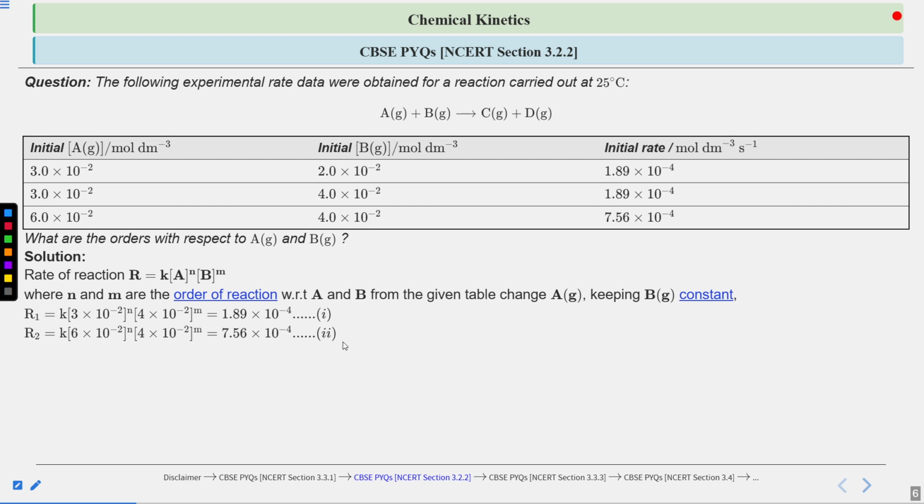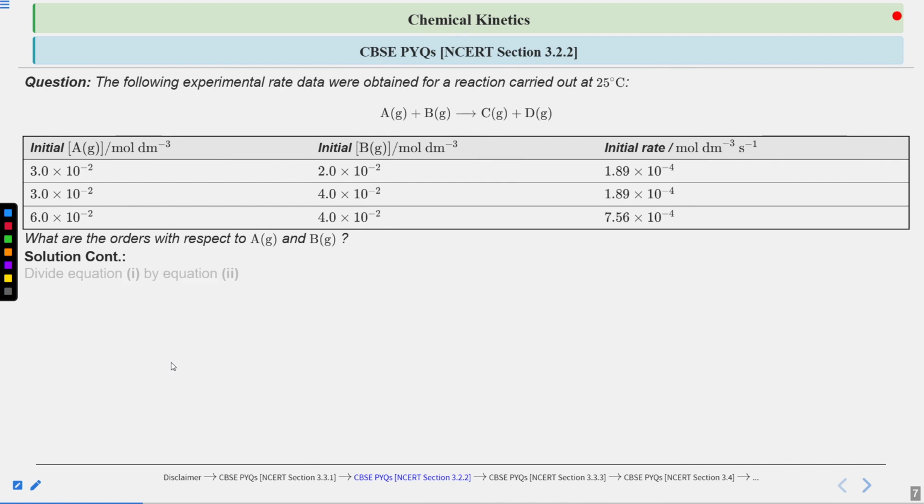Now what we did is that we changed the A concentration and kept the B concentration constant, and used the data which is already given in the table. So R1 will become this, which we are supposing as the first equation, and R2 will become this, which we are supposing as the second equation. Now we have to divide the first equation by the second to get the ratio.